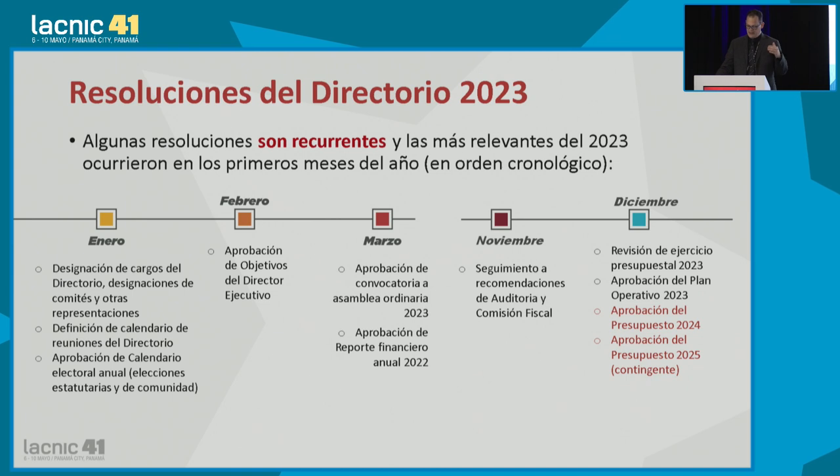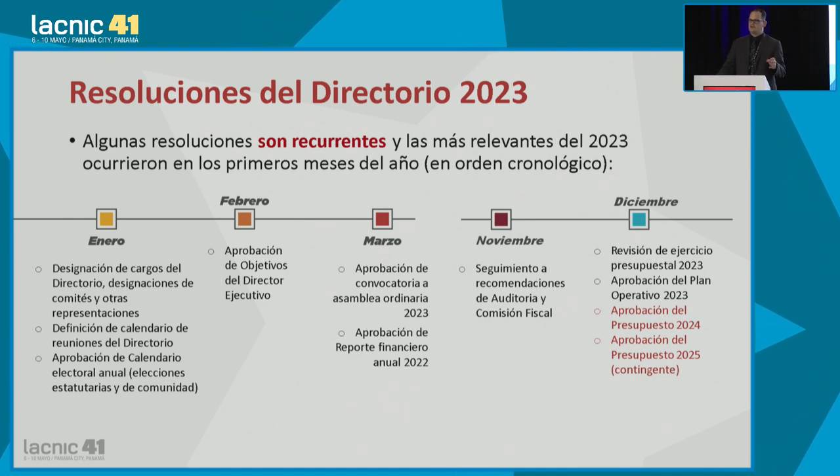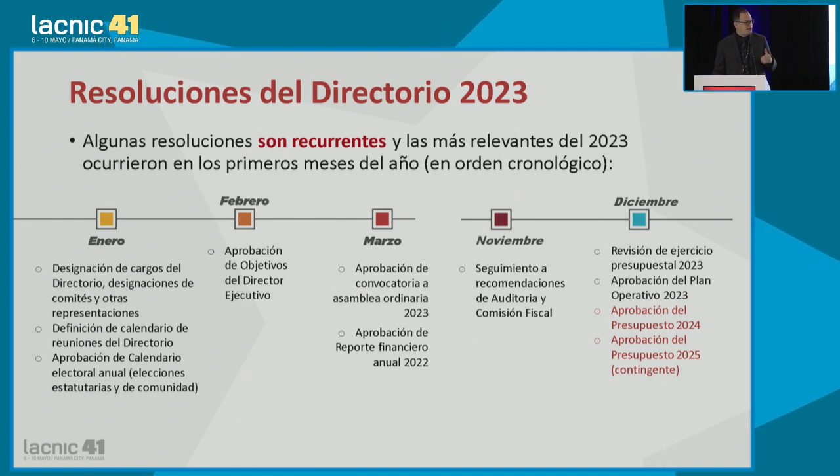Well, in early January, we had a long meeting where we approved the appointment of positions in the board and appointments in the committee and other representations who will represent the board in certain activities. We also have to define the timetable of the meetings of the board and the topics that we are going to discuss. So by January, we already decide when we are going to meet and what are the topics that will be approached during the year. And we also have to approve the annual electoral timetable. As the schedule of the elections has to follow the procedures, we need to analyze what are the dates that are the best for the elections. This is one of the things that we discuss in January.